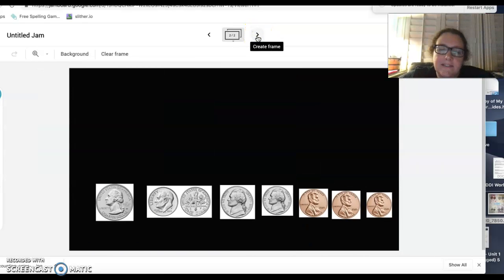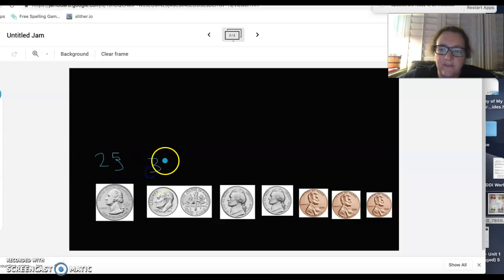And this one is lined up. I already had them lined up by value. So this is another way to do it. You could just kind of start with the biggest. So that's 25. I'm going to write 25 right here. And then I'm going to go to the next coin, which is a dime. So I'm adding 10. So then that'd be 35. Then add another group of 10, which would be 45.